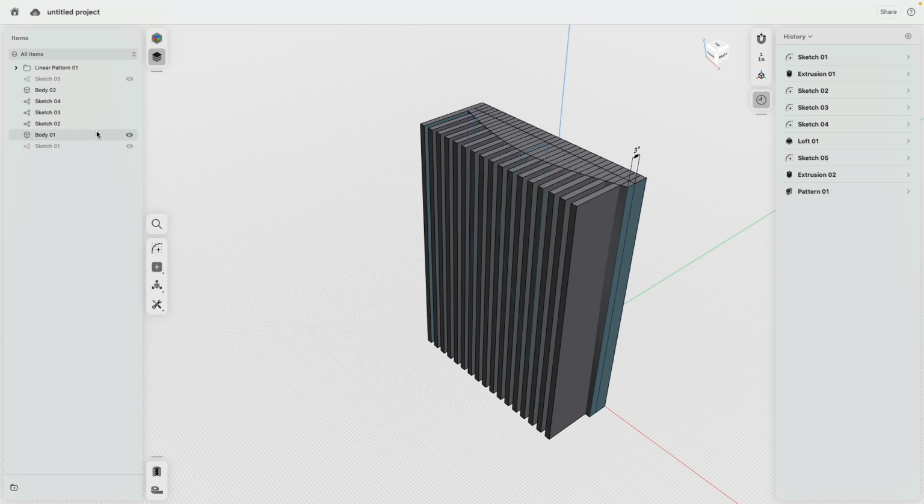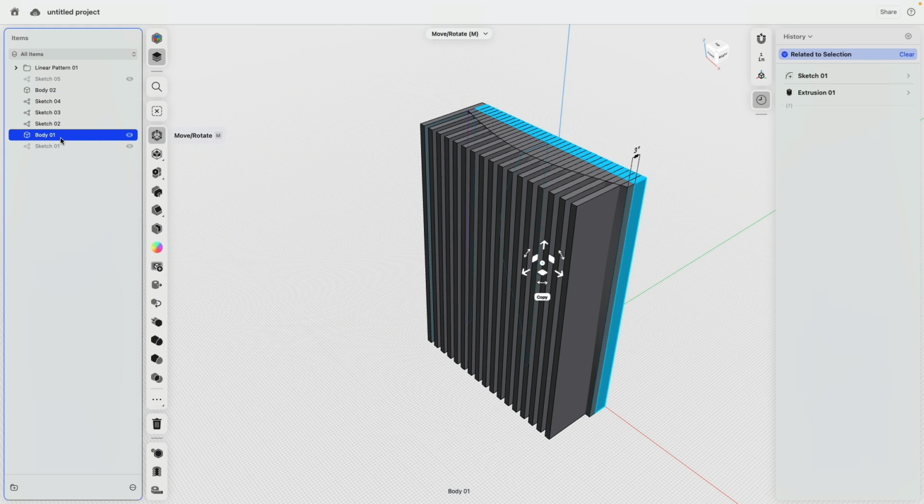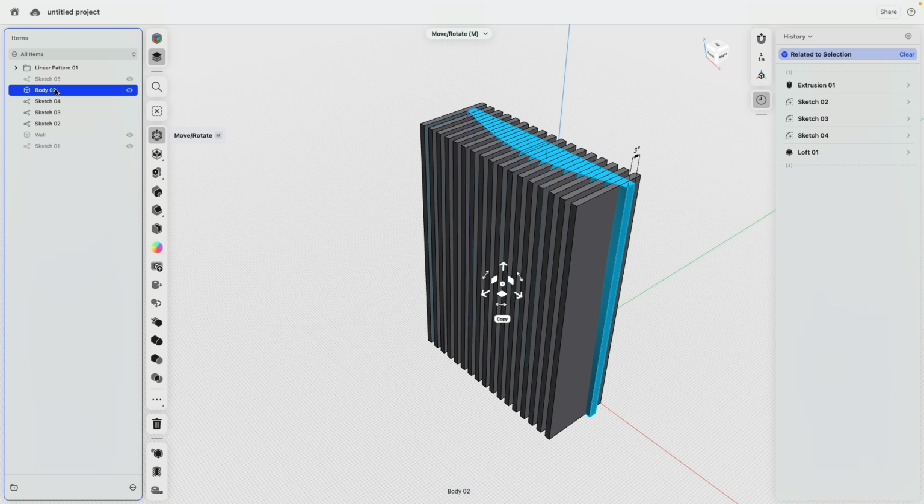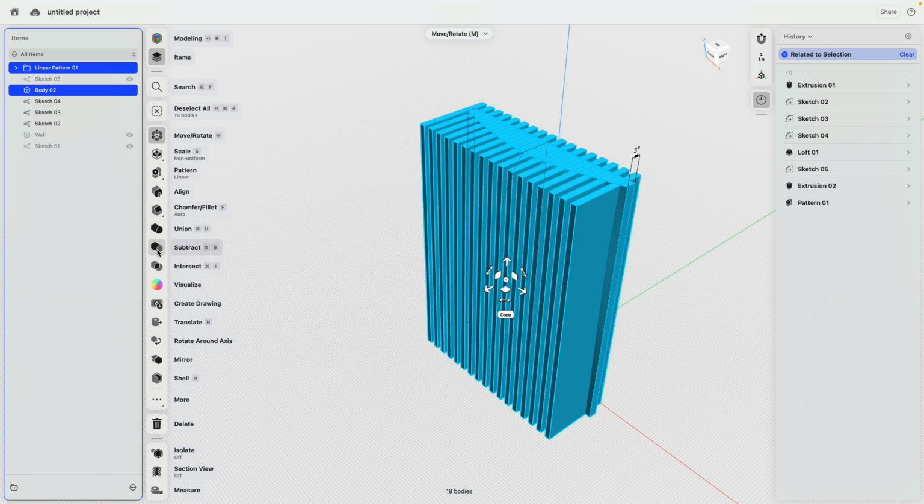Okay, very good. Now, it makes sense to start naming things. So this is actually our wall. Let's hide this one. And then this is our detail. And then I select the linear pattern. And then I select subtract.